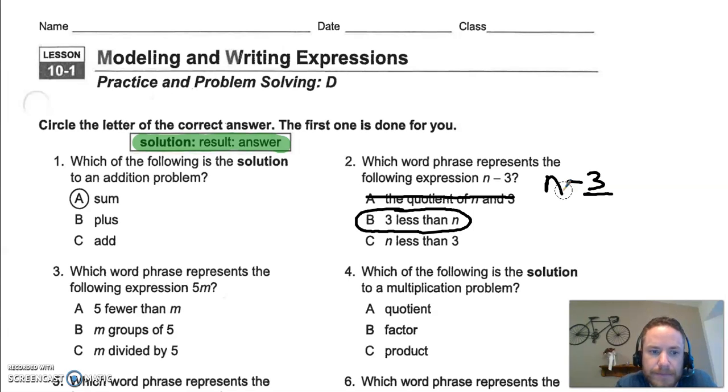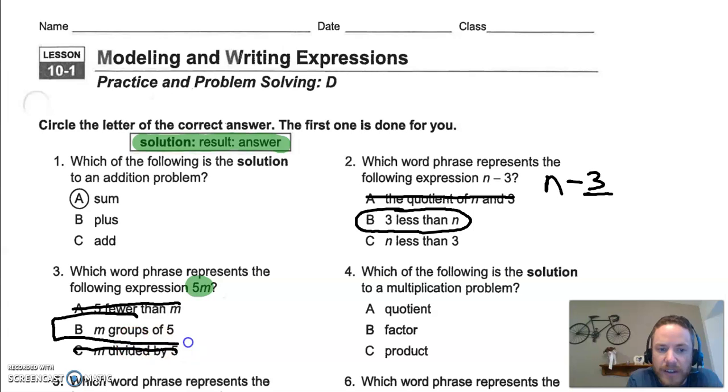Okay, we're on number 3. Which word phrase represents the following expression, 5m? And I want you to notice here there's no operation. And you may or may not know this, but when there's no operation and there is a variable right next to a number, that means multiply. And A says 5 fewer than m. Fewer is a subtraction, so that's not it. And B says m groups of 5. C says m divided by 5. It's not division, we just said it's multiplication. If we have m groups of 5, that means m times 5, or 5 times m. The answer is B.